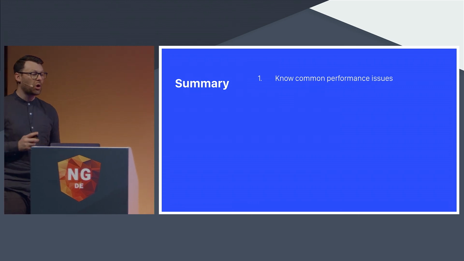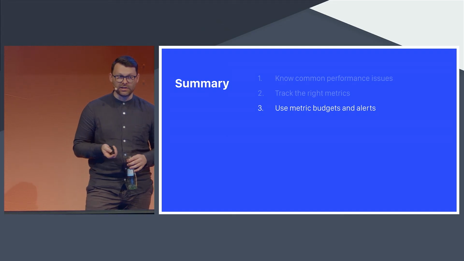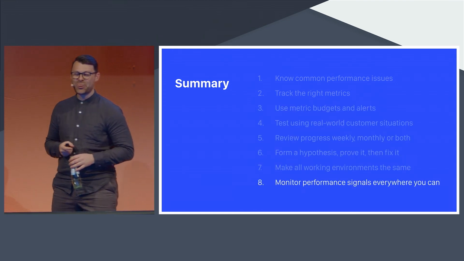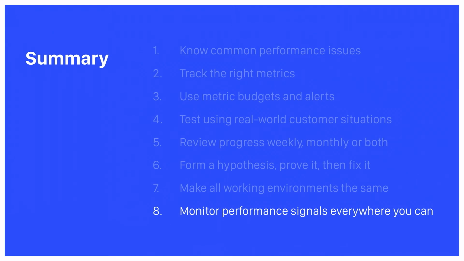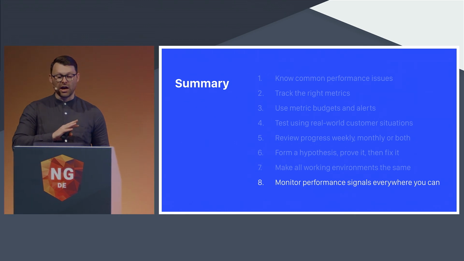Things that we can do: know common performance issues and how to identify them and use metrics to see them quickly. Track the right metrics. Use budgets and alerting to keep your team informed of changes. Test using real-world situations. Review regularly, form a hypothesis, prove it, fix it, make all your environments the same, and try to get signals about performance everywhere that you can.